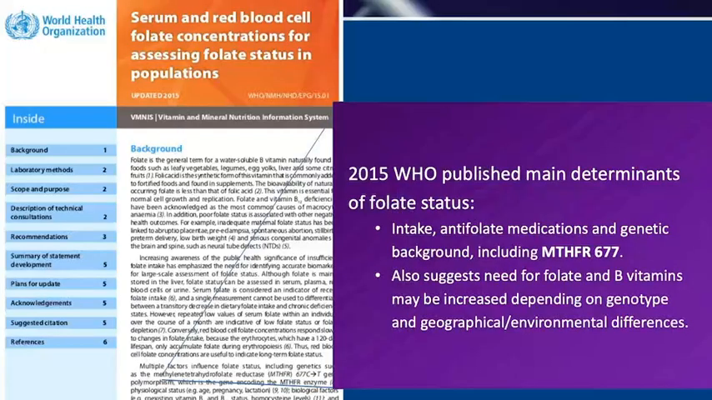So in relation to MTHFR, we know that definitely has the most evidence. In 2015, the World Health Organization published a document in relation to the main determinants of folate status, and what they state is that intake, antifolate medication and genetic background, including MTHFR 677, are the main determinants for folate status. It also suggests that the need for folate and B vitamins may be increased depending on the genotype, obviously the MTHFR 677, geographical and environmental differences.